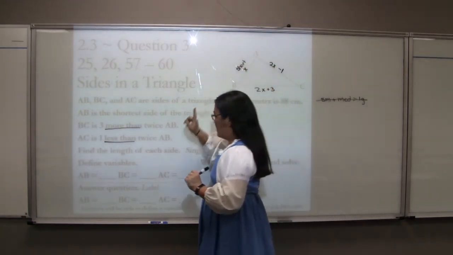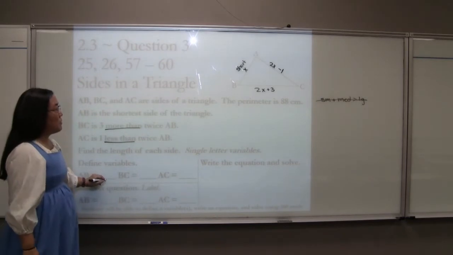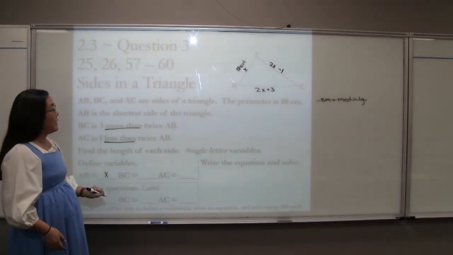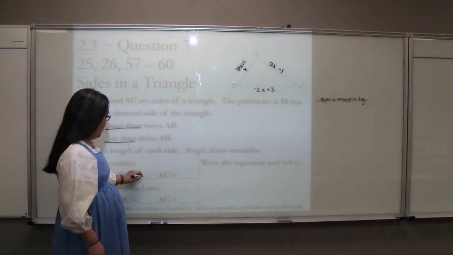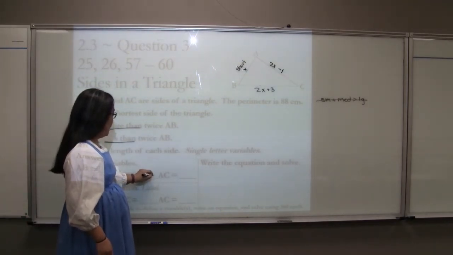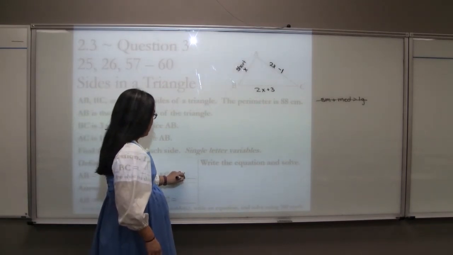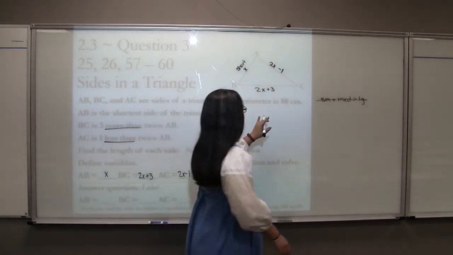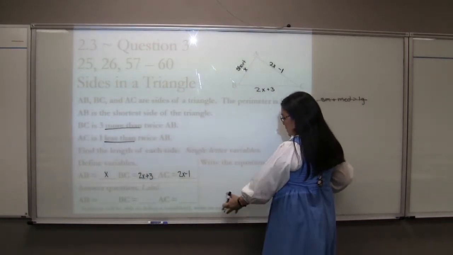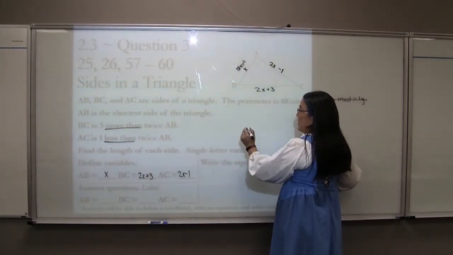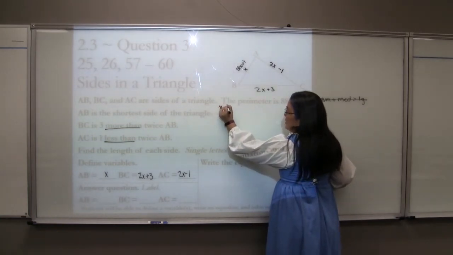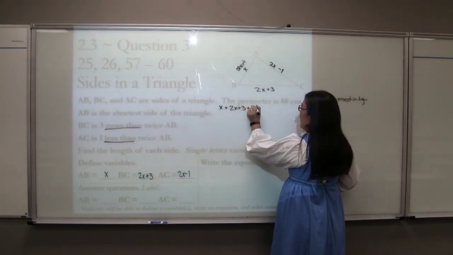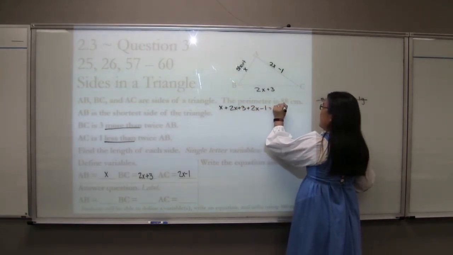Now that we have that, we're going to put the variables in here from our picture. Pictures often help when you are doing geometry. So we have x here. BC is 2x plus 3, and AC is 2x minus 1. The perimeter, if you add up all the sides, you'll get 88 centimeters. I am going to move this up here so I make sure I have enough room. I have x, the first side, plus 2x plus 3, the second side, plus 2x minus 1, the third side, is equal to 88 centimeters.